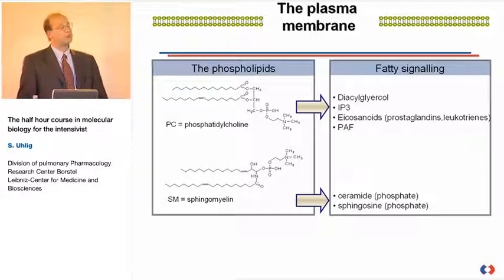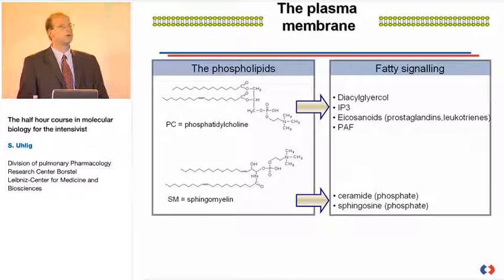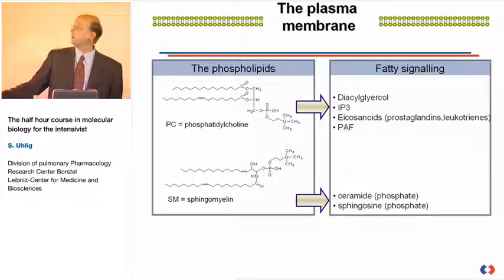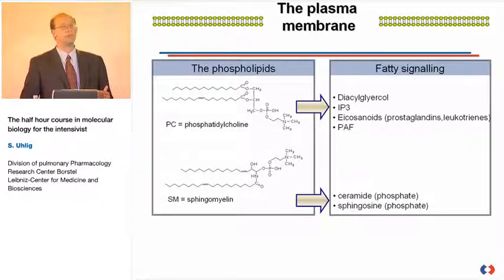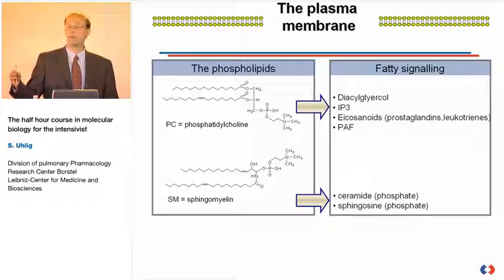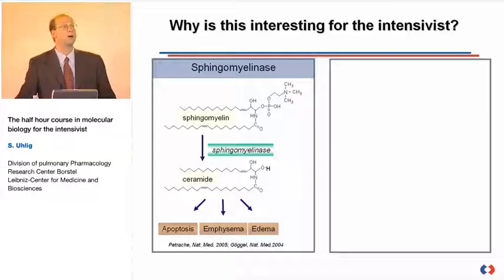What we are appreciating more and more is that sphingomyelin, for instance, is a very important precursor of highly active molecules. One of them is ceramide, and the other one is sphingosine. Both of them can be phosphorylated, and there is a great diversity in the actions of ceramide and ceramide 1-phosphate, or sphingosine and sphingosine 1-phosphate. I don't want to go into details here, but there's a lot of focus on these molecules right now in the literature, and obviously these are very capable molecules. I will give you only one example for the sphingomyelin pathway.